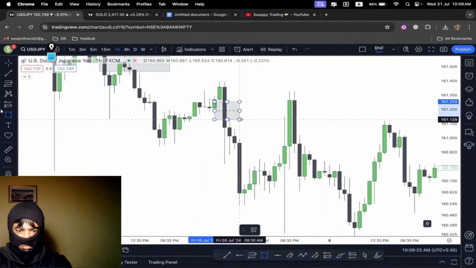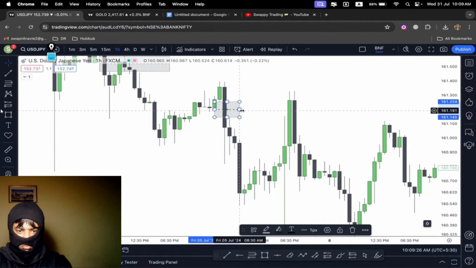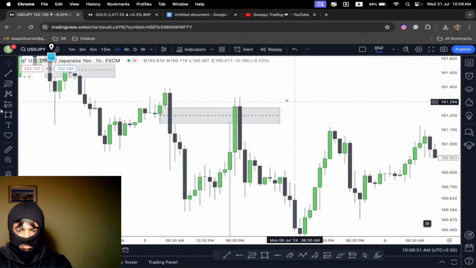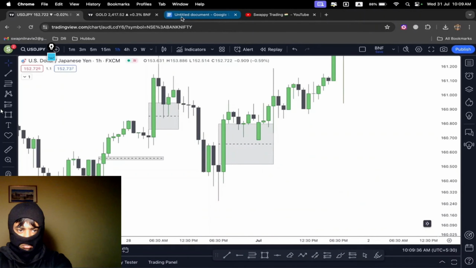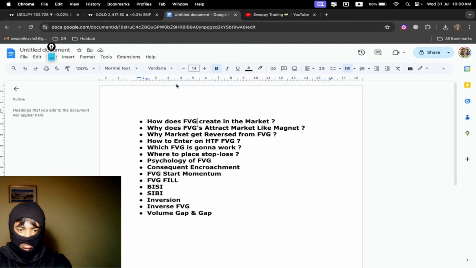And look, your one is right here. It's right here, okay? This is again. So now you know how to mark a fair value gap. Okay? Now let's understand why a fair value gap acts like a magnet in the market.